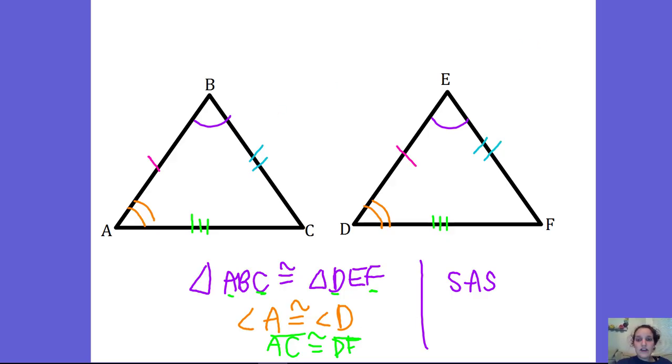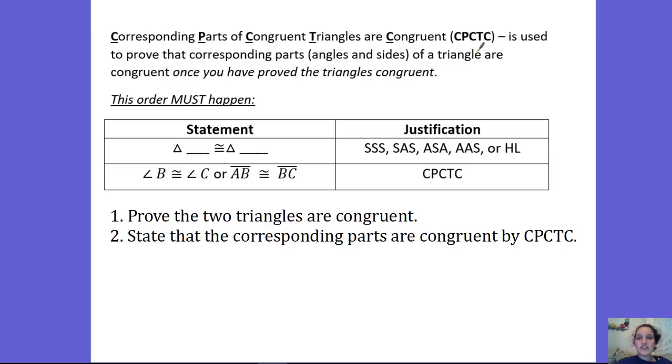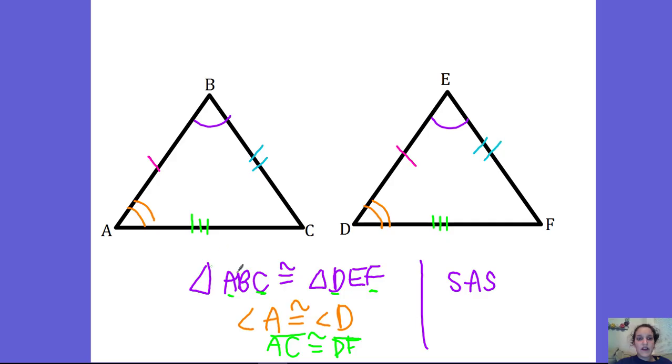So the justification is called CPCTC, and it's an acronym. It stands for corresponding parts of congruent triangles are congruent. And the way that we use it is, once we have proven that 2 triangles are congruent by one of our shortcuts, then we can prove that any of the other remaining pairs of angles or pairs of sides are congruent as well by CPCTC.